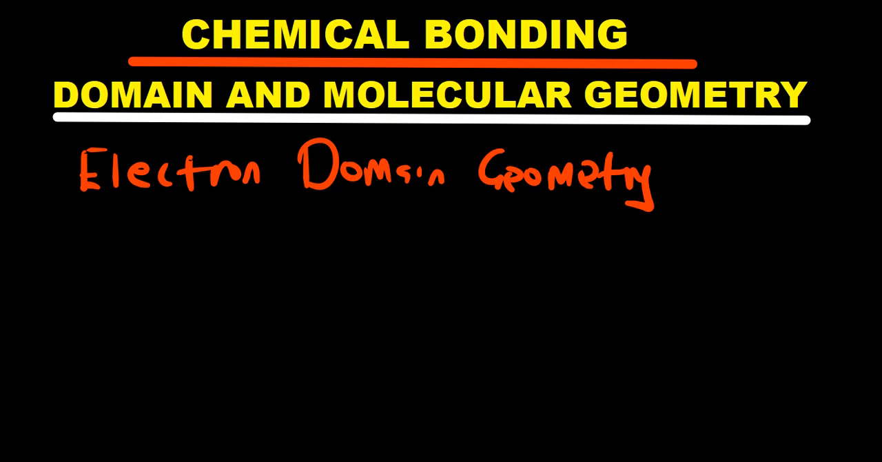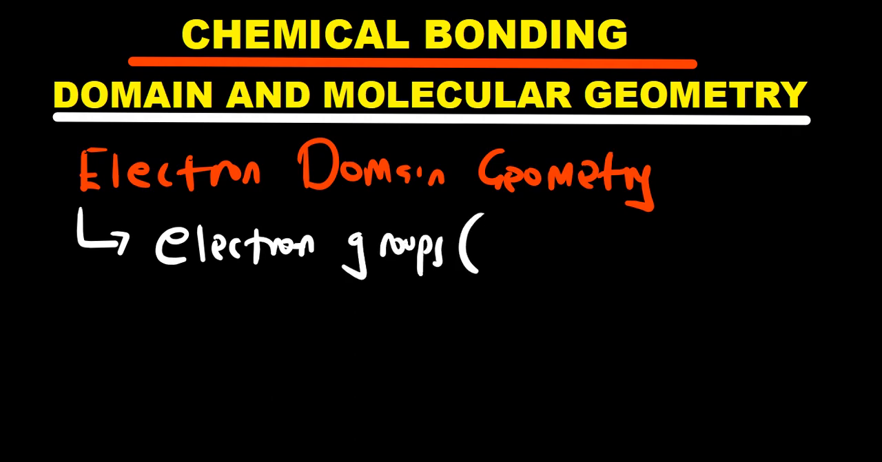So, one thing that you should understand is that when we're talking about electron domain geometry, we're just referring to the arrangement of electron groups. It can be either bonding or non-bonding pairs around the central atom. So what am I saying? Arrangement of electron groups, now this can be bonding or non-bonding, around a central atom.